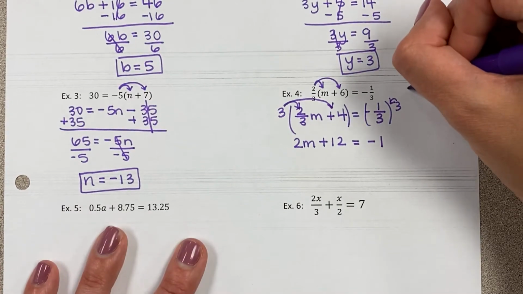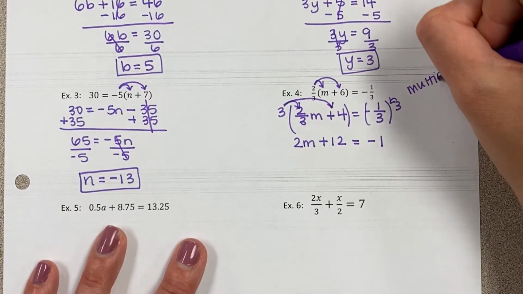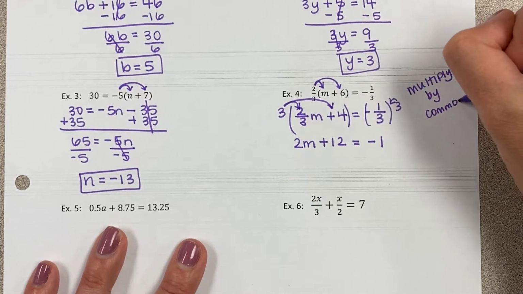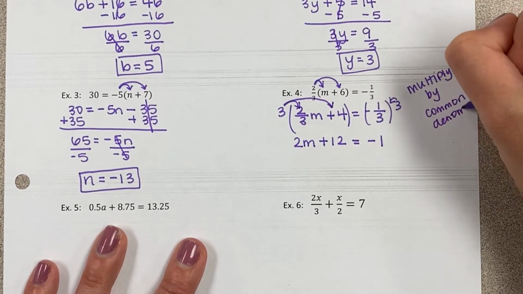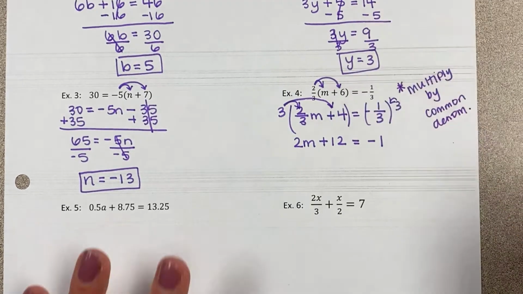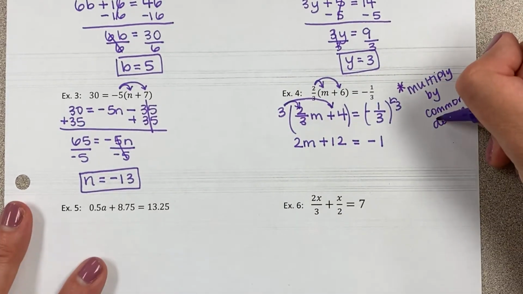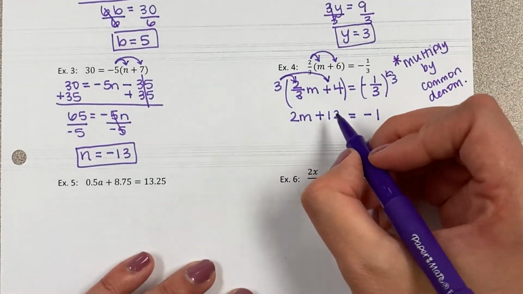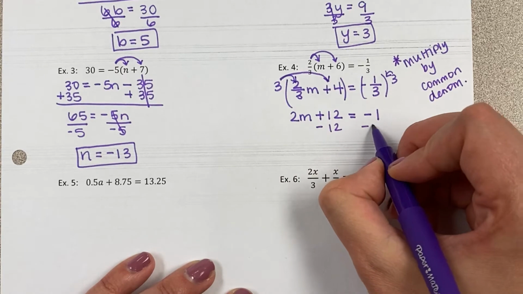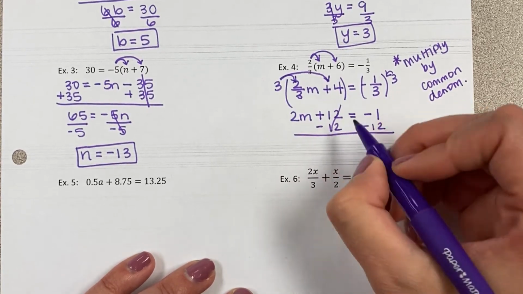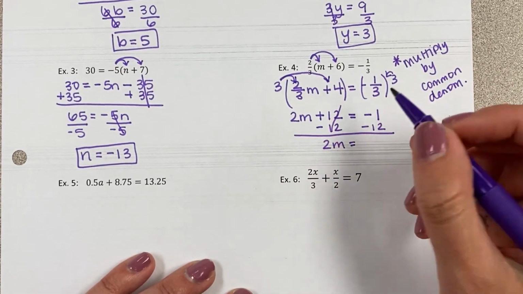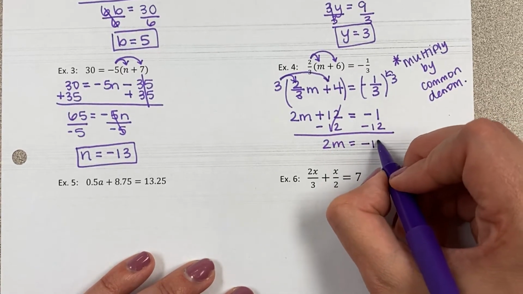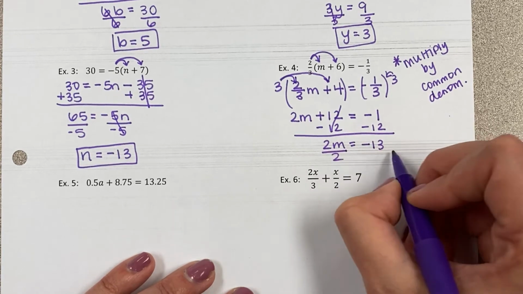So I'm going to leave a little note. Multiply by common denominator. Okay, we're not done. We need 2m to be by itself, so I'm going to subtract 12 from both sides. We get 2m equals -1 minus 12 is -13. I'm going to divide by 2.